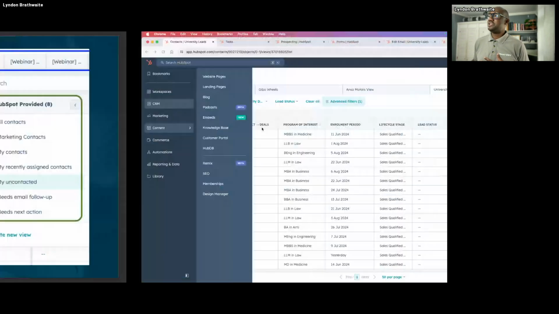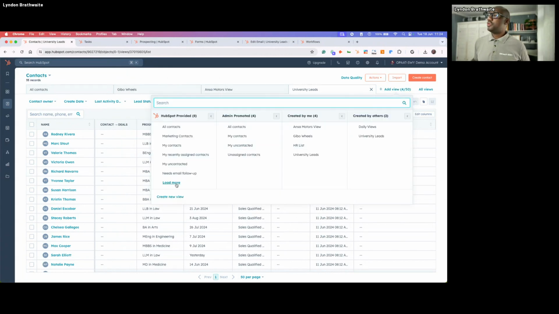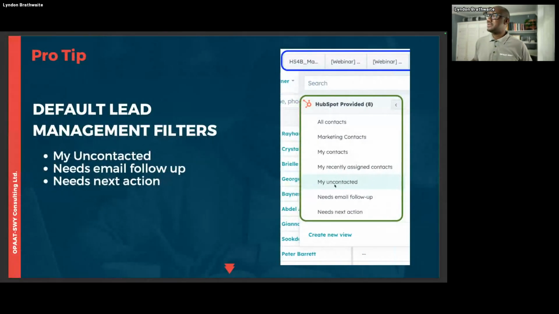So there's a particular feature, as simple as it is, inside of HubSpot, where it actually tells you your last contacted, and you actually see that if you go into views here, right? If you go more, it actually lets you know: recently assigned, my contacts, the ones who need follow-up, next action, and of course, who's unassigned. So I personally find that if you're just looking at the basic things inside the CRM, my uncontacted, needs an email follow-up, and needs next action, I believe, are extremely important when it comes to the lead management side of things. And that's just a simple thing that's right inside of HubSpot.